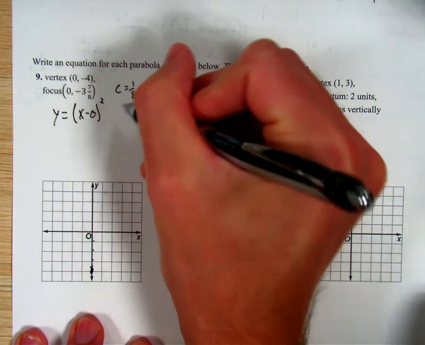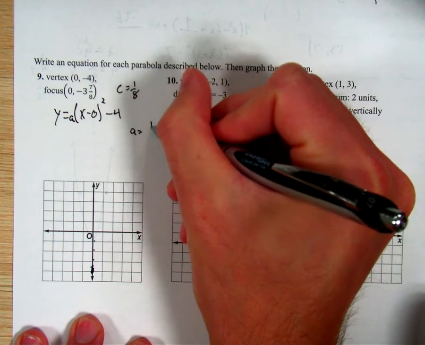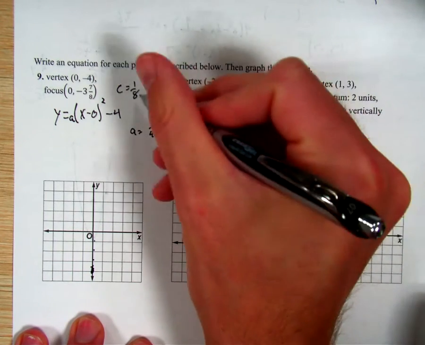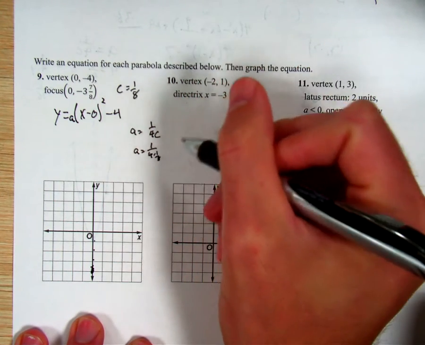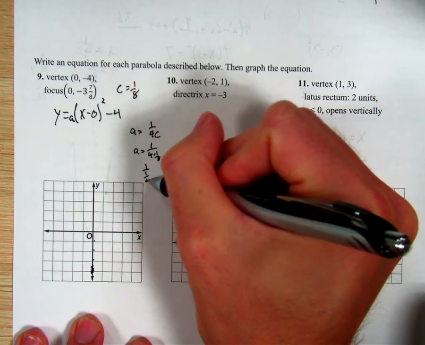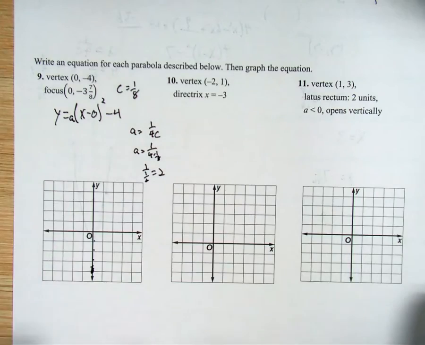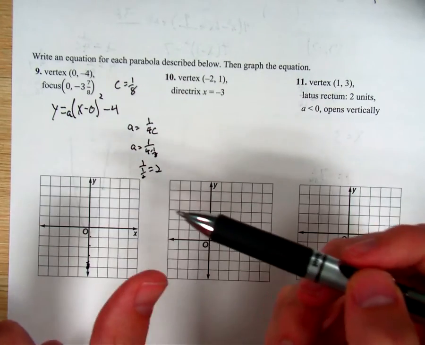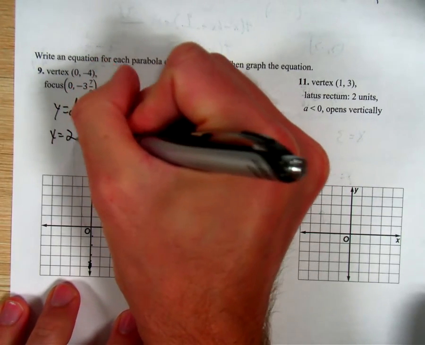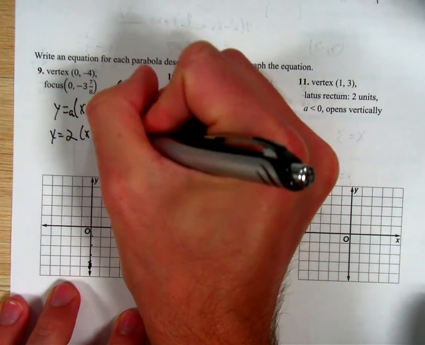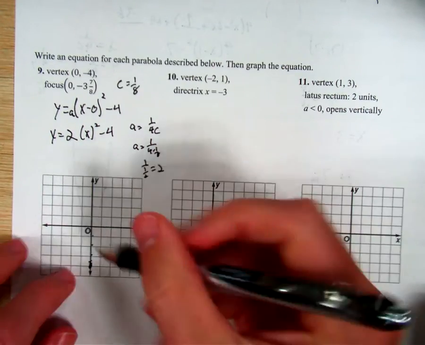We're going to have x minus 0 squared minus 4. We need to find our a. Remember, a equals 1 over 4c. c is an eighth. 4 times an eighth is going to be a half. 1 over 1/2 should be 2. Now, is it a positive 2 or a negative 2? Our focus is above our vertex, so we're going to be going up. So it's a positive 2. We don't need that minus 0. Okay, so we have that.